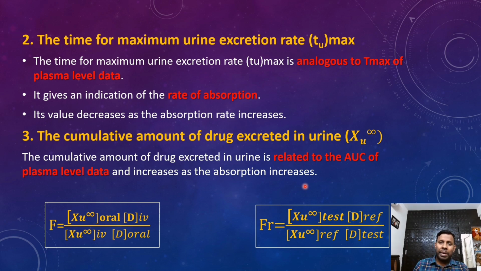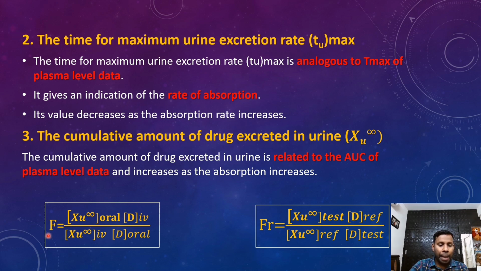So in plasma level data, Cmax, here it is dXu by dt max. In plasma level data, there is Tmax, here it is Tu max. In plasma level data, there is AUC and here it is XU infinity. Then these are the two formulas for urine level data, same like your plasma level data.